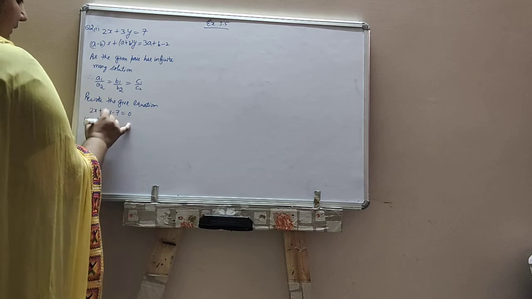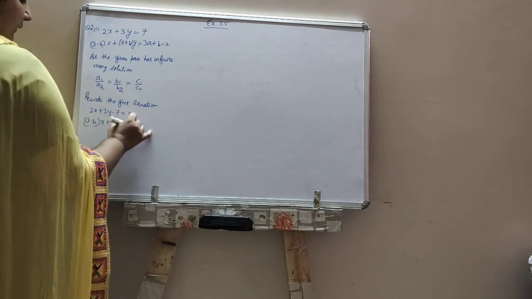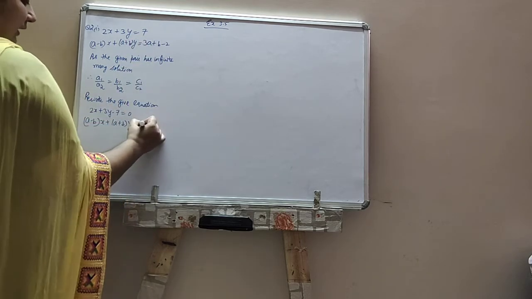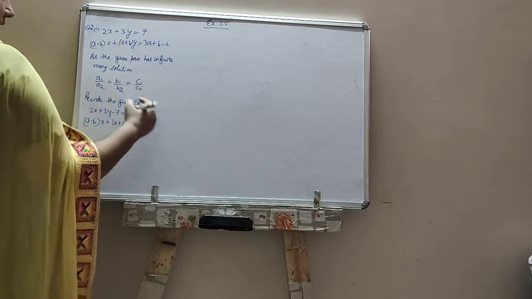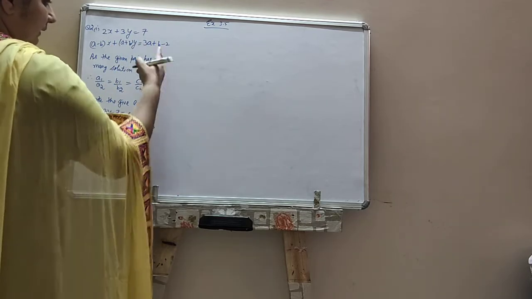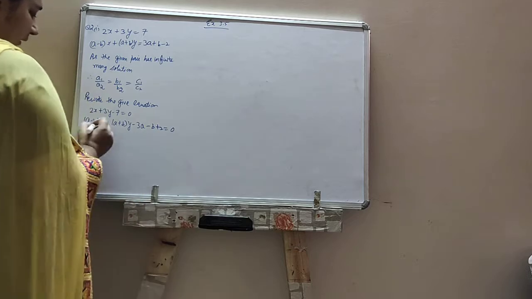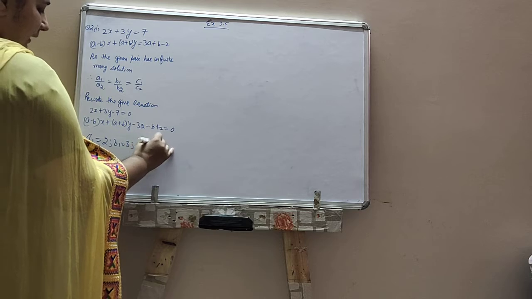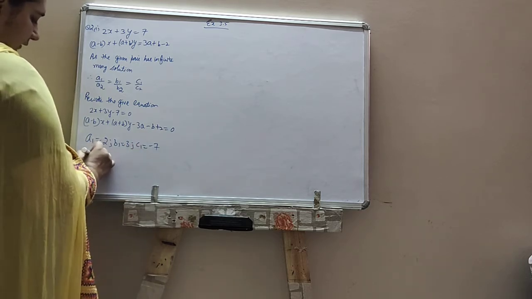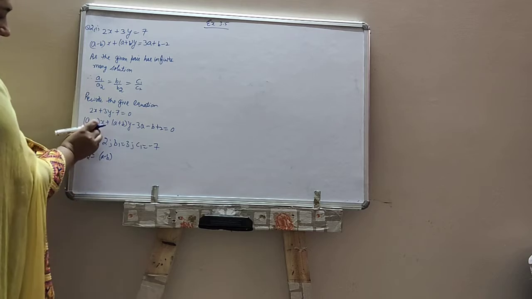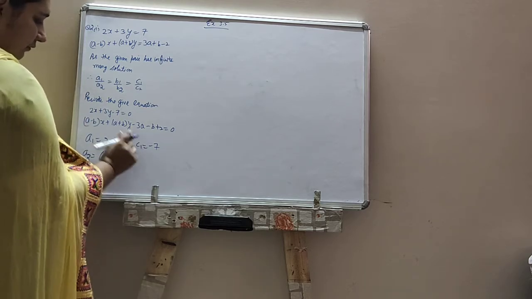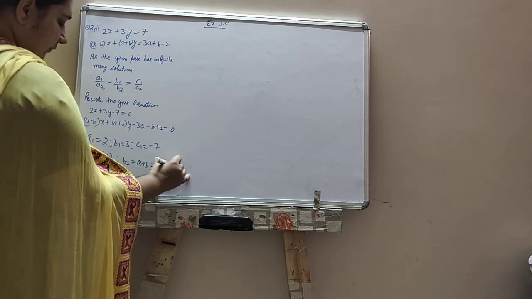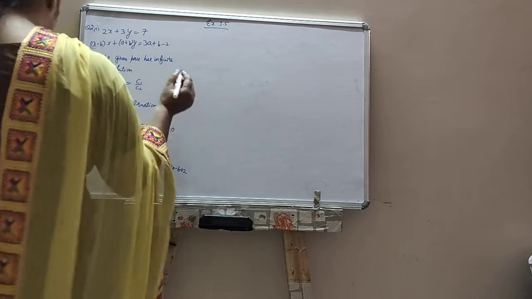(a minus b)x plus (a plus b)y minus... But now all the sign of this term will be shifted, changed. (a minus b)x plus (a plus b)y minus 3a plus b minus 2 plus 2 equal to 0. So here a1 is 2, b1 is 3, c1 is minus 7. a2 is a minus b, the complete term, b2 a plus b, c2 minus 3a minus b plus 2.